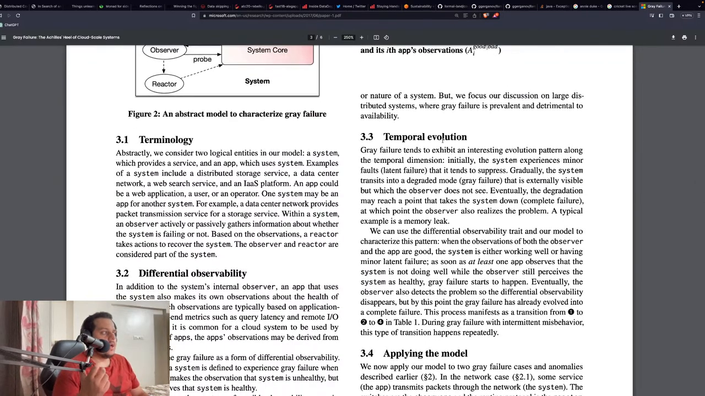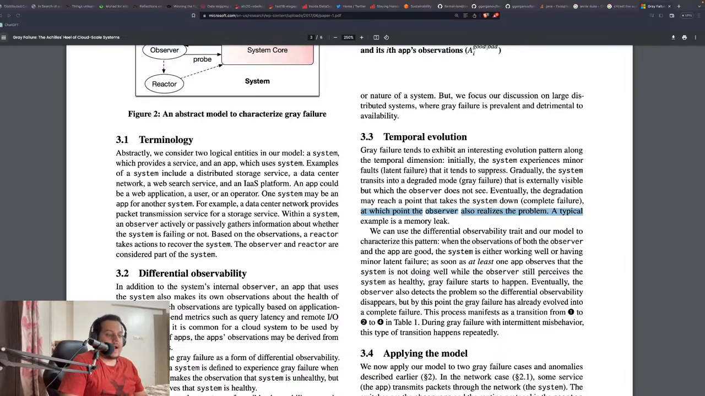What is temporal evolution? Gray failure tends to exhibit an interesting evolution pattern along the temporal dimension. Initially, the system experiences minor faults and tends to suppress them. Gradually, the system transitions to a degraded mode, that is gray failure. First we experience latent failure, and then we go to gray failure, which is externally visible but which the observer, the internal observer of the system, does not see. Finally, gray failure may degrade the system even more, so that we see complete failure of the system and the system shuts down.